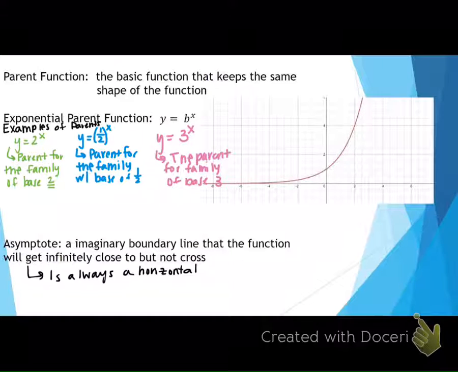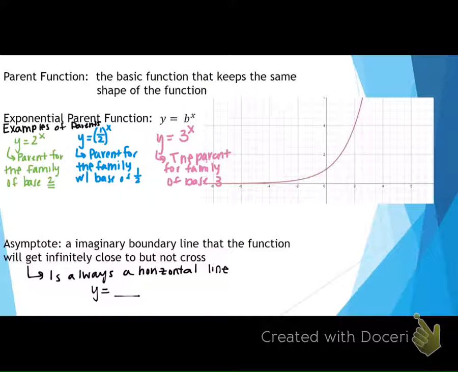Horizontal, horizon. The horizon is left to right. The horizon is always a horizontal line, which means it's always a y equals equation. So it's always y equals a number. Okay, so get that stuff written down, and then we will look at the next page.